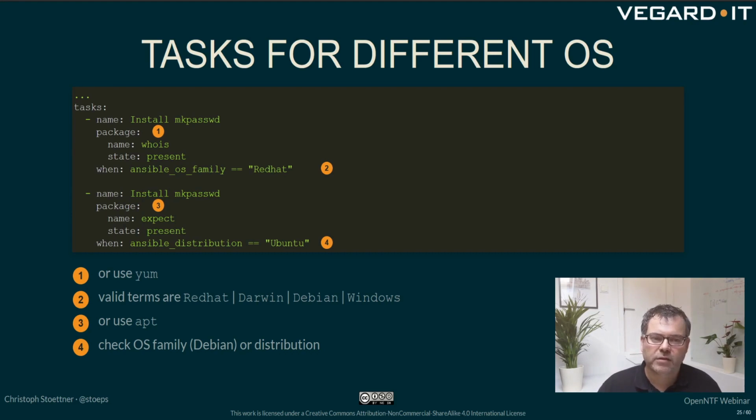So in that case, it will install whois for all Red Hat family distributions like CentOS, Red Hat, Fedora, and it will only for Ubuntu install expect. That's all. When you run that task against, let's say, a Debian system, nothing will happen, because none of the tasks is configured to run on Debian.